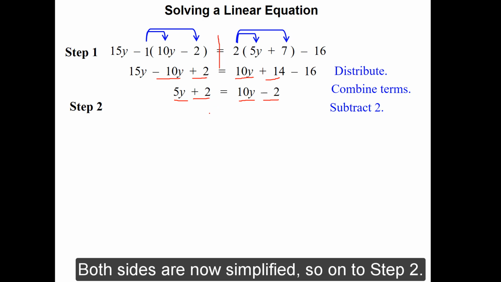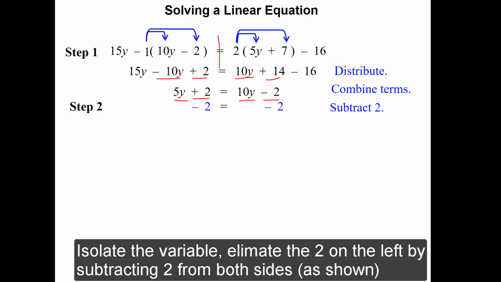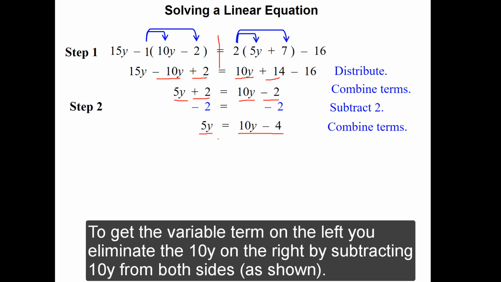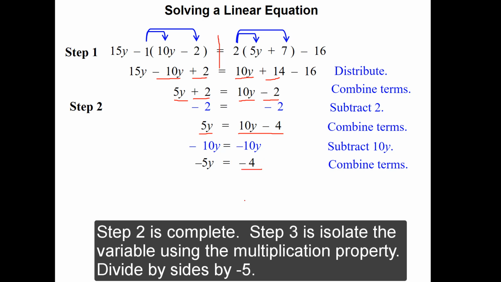On to step 2, I want to isolate the variable on one side and the number on the other using the addition property. So I will eliminate the 2 on the left by subtracting 2 from both sides. That yields just a 5y on the left, 10y minus 4 on the right. I want to get the variable term on the left side, which means I eliminate the 10y on the right side by subtracting it. And when I combine like terms, 5 minus 10 is a -5y. And all I have left on the right is the -4.